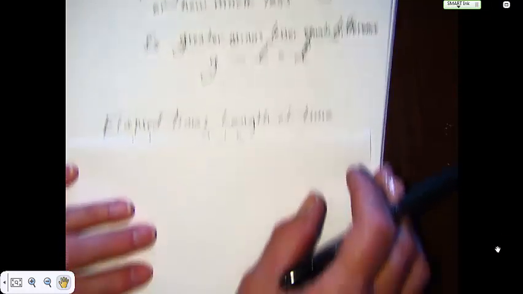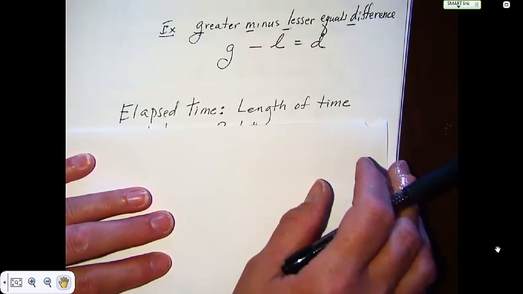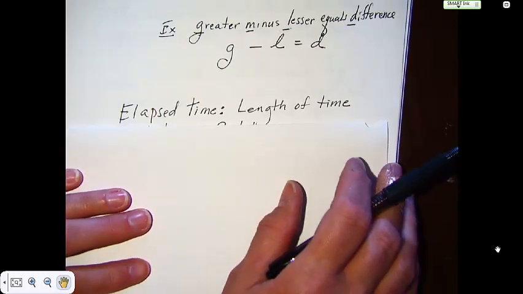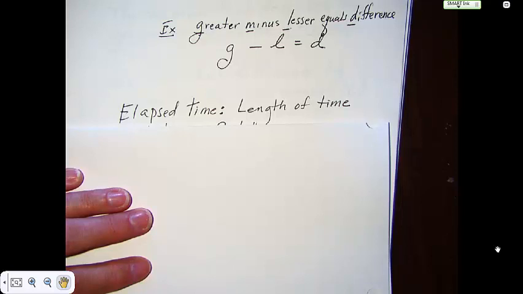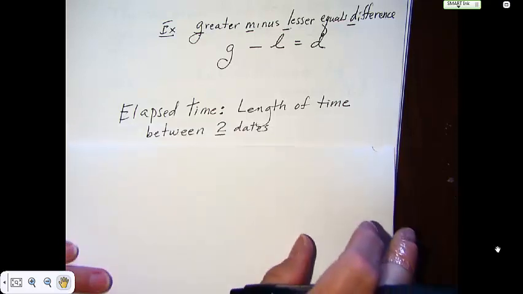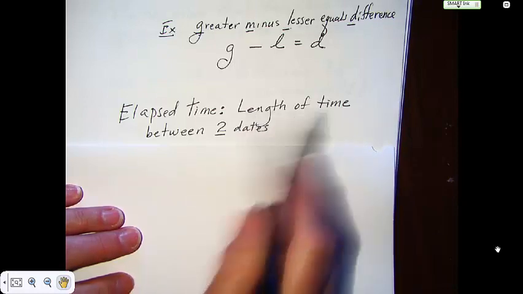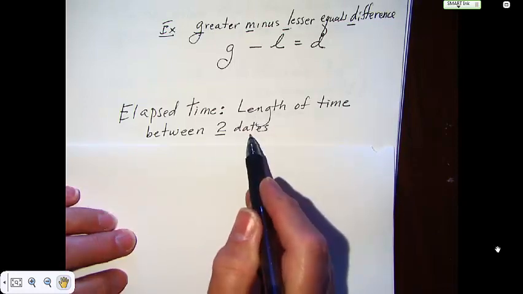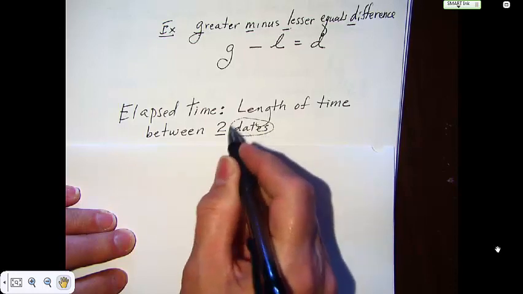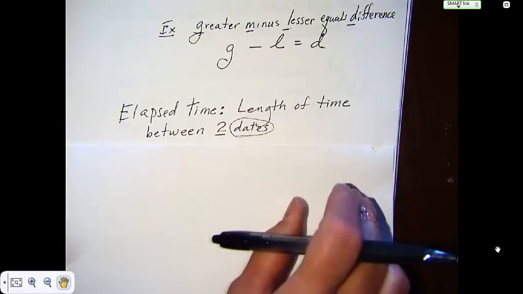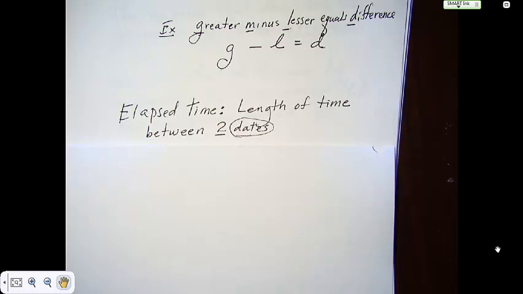Now, another topic in this particular lesson has to do with elapsed time. And elapsed time is simply a difference between one time frame and another time frame. So the definition of elapsed time is the length of time between two dates. I say dates because most of the time that's what you're going to be dealing with. But you could even be dealing with minutes, hours, seconds. The difference between when third period gets over and when seventh period gets over, the elapsed time between those two periods, and then you would be dealing with time in minutes.